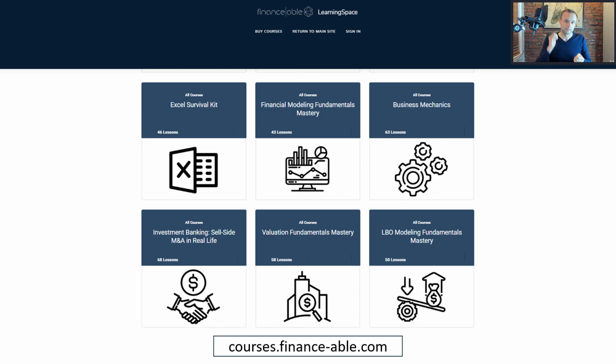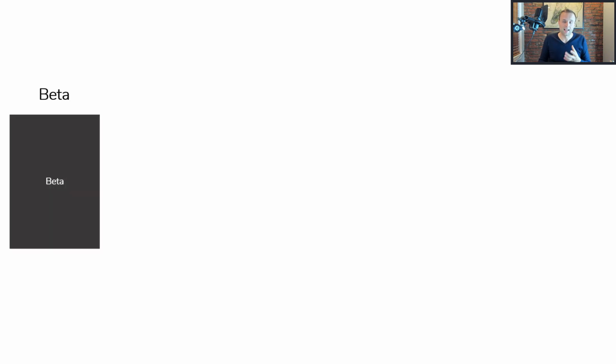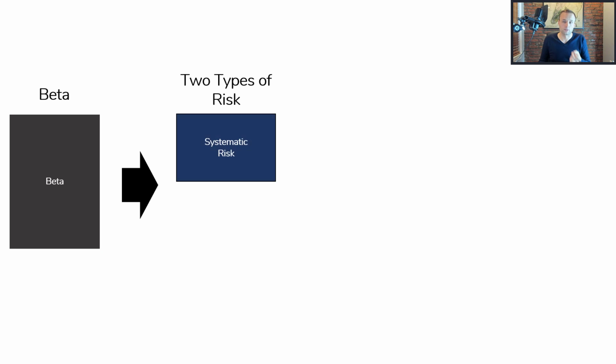With that said, let's now jump into unlevering and relevering beta. Now that we've pinned down the core concept of beta, let's dive a layer deeper here. And to do that, I want to show you that beta essentially breaks down into 2 major components once it's calculated. You have, in the first component, what's called systematic risk. And then on the other hand, you have what's called unsystematic or sometimes idiosyncratic risk. And these are the 2 underlying risks behind beta, at least conceptually.